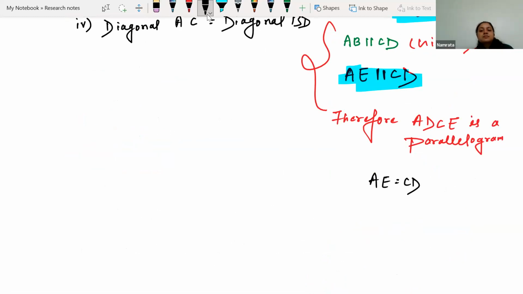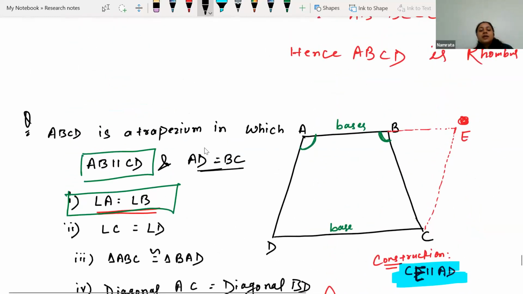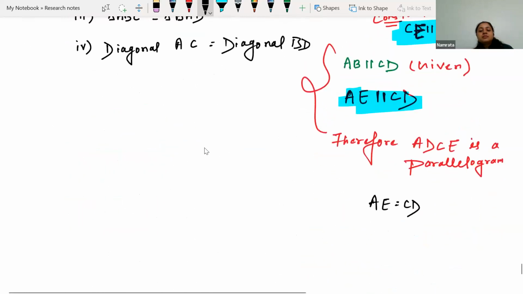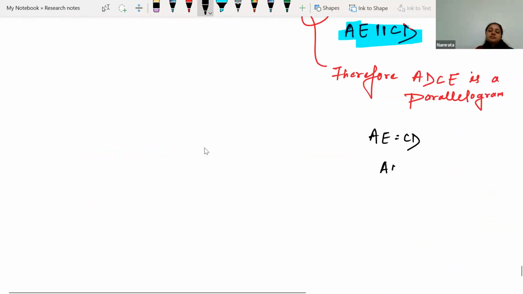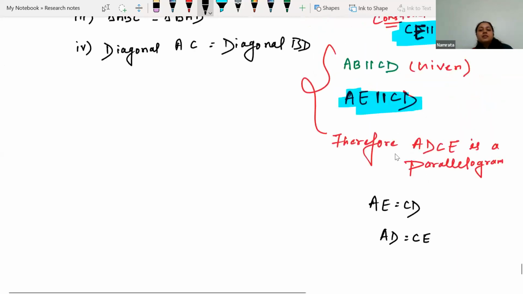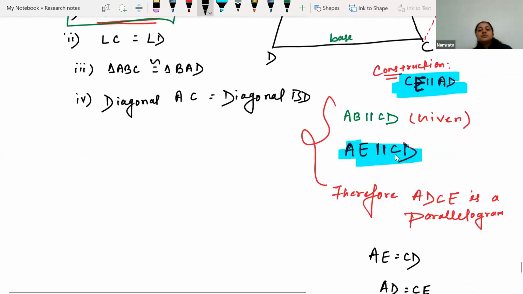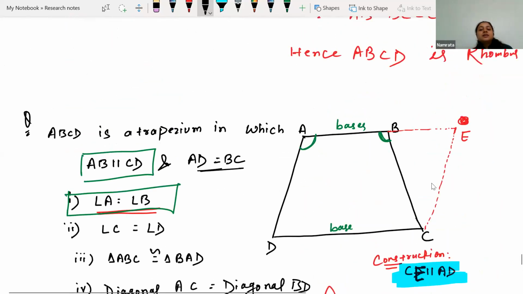And what else? AD is equals to CE. See, E. Okay. Any confusion till here? Is it clear so far? Yes, ma'am.